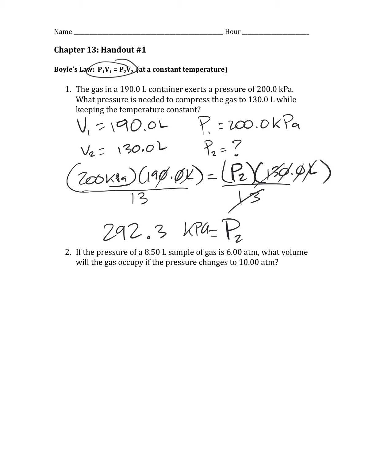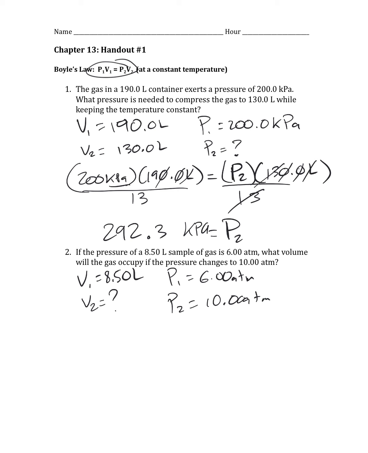Next one, pretty similar. Once again, just list out what you have and what you're looking for. So I know liter is volume again. So I know V1 equals 8.50 liter. I know pressure is ATM, so P1 equals 6.00 ATM. What is the volume? So I know V2 is what I'm looking for. And pressure of 10, so that means P2 equals 10.0 ATM.